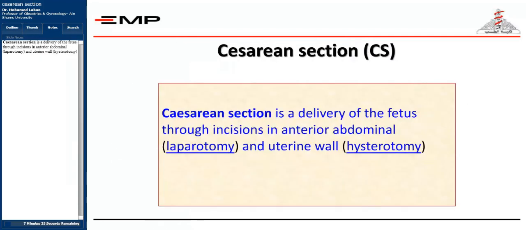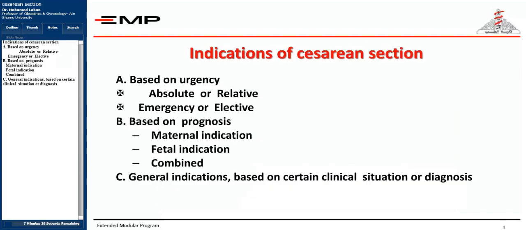Cesarean section is a delivery of the fetus through incisions in the anterior abdominal wall (laparotomy) and the uterine wall (hysterotomy). Indications of Cesarean section. A. Based on urgency: absolute or relative, emergency or elective. B. Based on prognosis: maternal indication, fetal indication, combined. C. General indications, based on certain clinical situation or diagnosis.